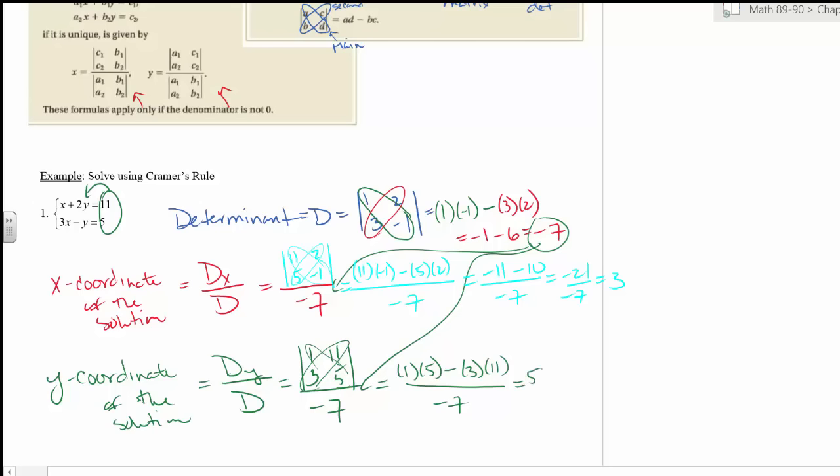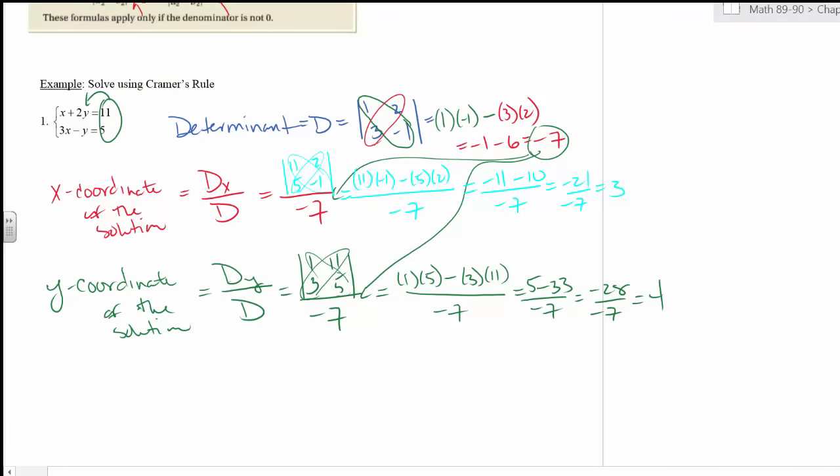Well, 1 times 5 is 5. 3 times 11 is 33 over -7. 5 minus 33 is -28 over -7. And that gives me +4. So the solution to this system is 3, 4. And that's how you solve using Cramer's rule.